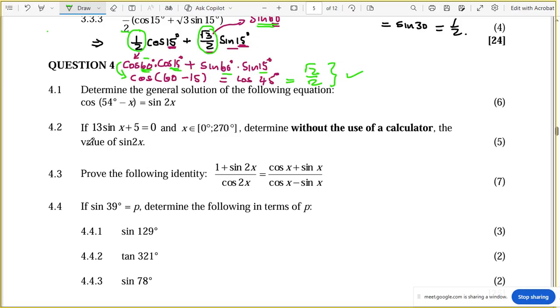Now let's see. I need you guys to work on this one, a general solution, for 6 minutes. Can you please work on this 4.1? Let's see what you get. Please work fast so that I can give you the solution for this 4.1.